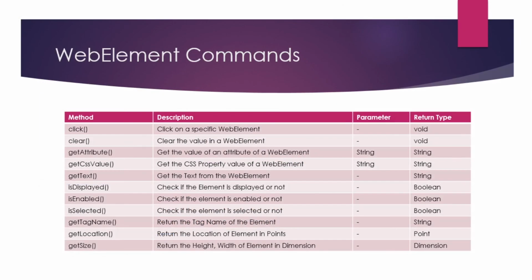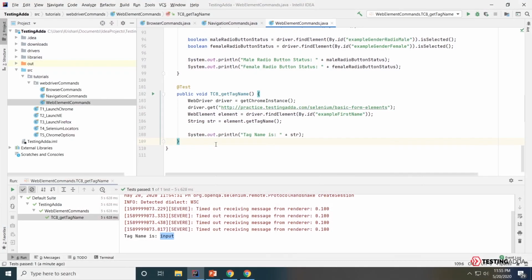Now moving on to the next one, that is getLocation and getSize. They are not commonly used, but the getLocation method is used to fetch the location of the element. The return type of this method is Point, so it returns a Point type value, whereas the getSize method is used to fetch the height and width of a specific element. Now I'm going to demonstrate both of these together in a single method because they are not very commonly used. So the getSize method returns you a Dimension type value, right?